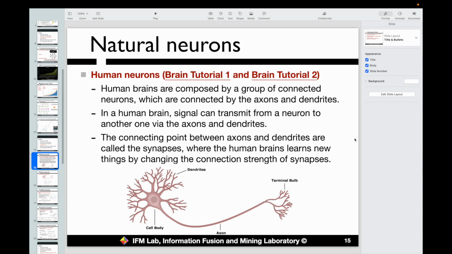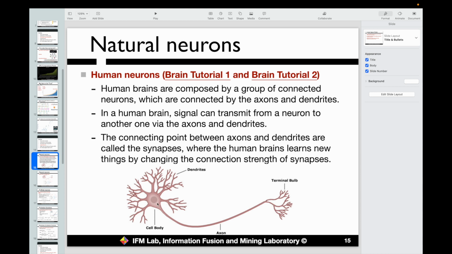An artificial neuron is actually more like an implementation of the natural neuron. Inside our brain we have more than 100 billion natural neurons. The human brain is composed of a group of neurons connected by axons and dendrites. Signals are transmitted from one neuron to another via the axons and dendrites. The connecting point between the axons and the dendrites is called a synapse. The human brain can learn new knowledge by changing the connection strength of the synapses. At the bottom of this page, we provide an image of human brain neurons.